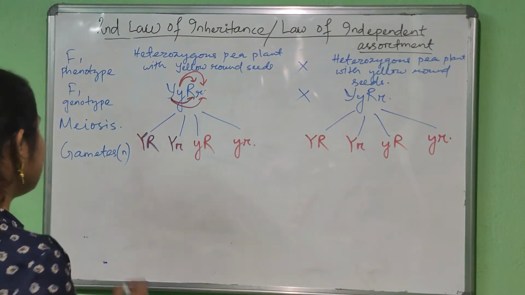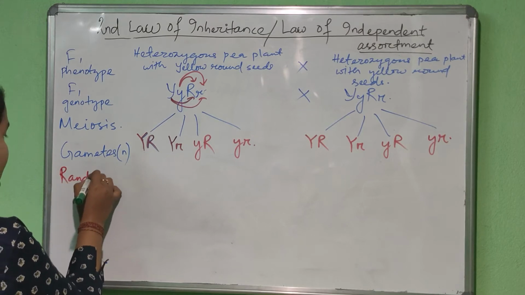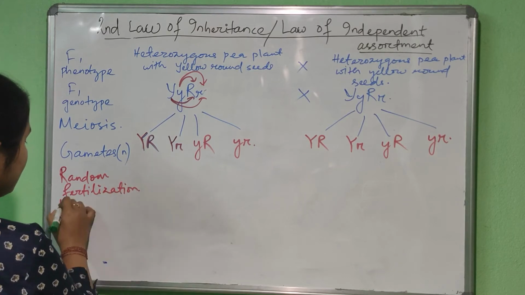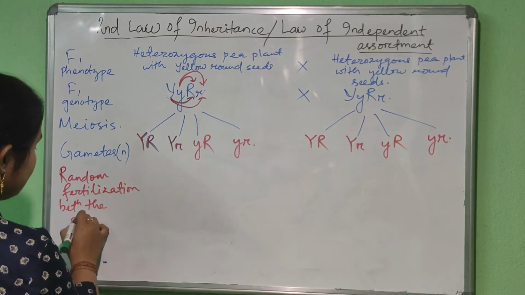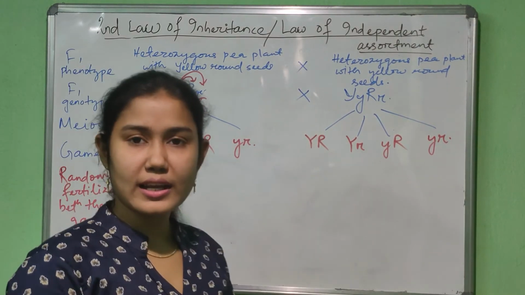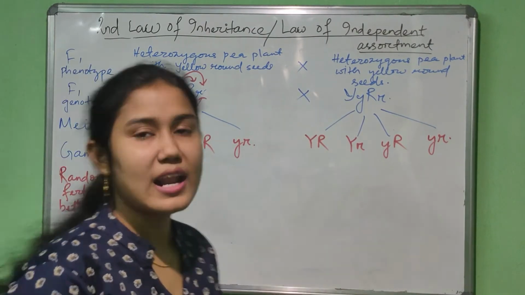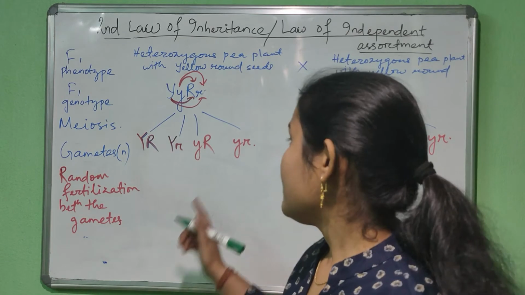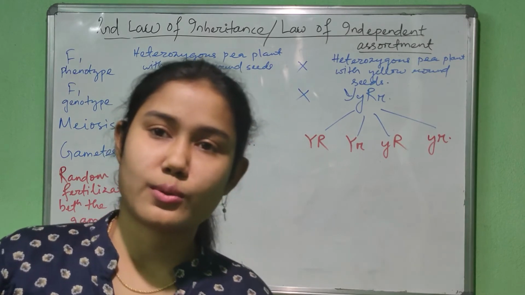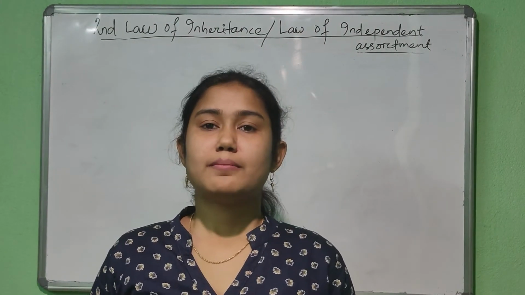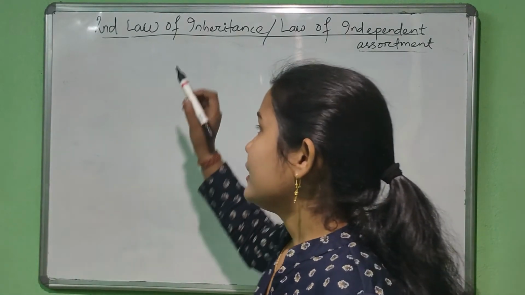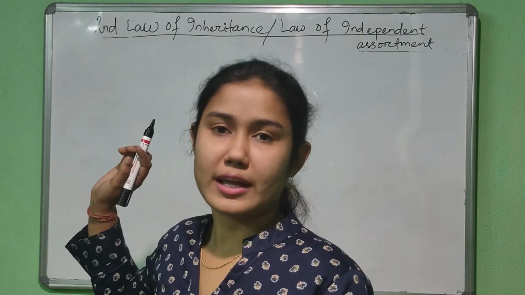Clear? Then the next step is random fertilization between the gametes, right? Clear? तो इसमें हम फर्टिलाइजेशन करेंगे, तो इतना सारा गैमेट्स है तो फर्टिलाइजेशन करने में प्रॉब्लम होगा, राइट? तो हम पनेट स्क्वायर से फर्टिलाइज करेंगे. सो लेट्स ड्रॉ द पनेट स्क्वायर सेपरेटली. So by crossing the F1 gametes, we will get the F2 genotypes and phenotypes, right?